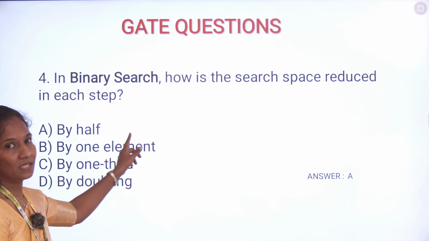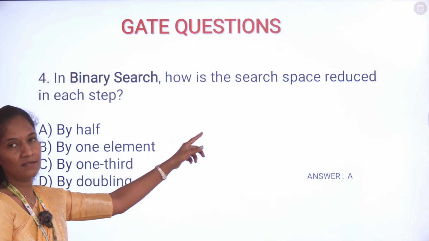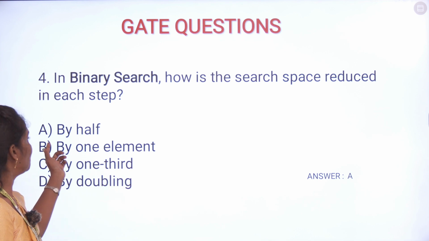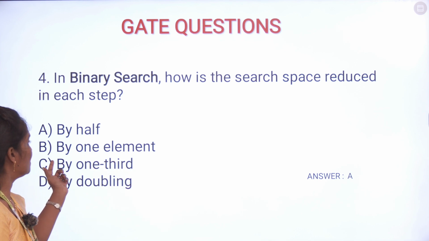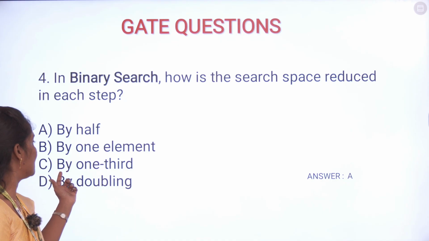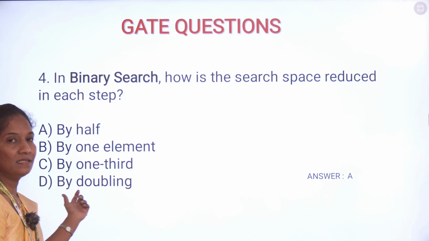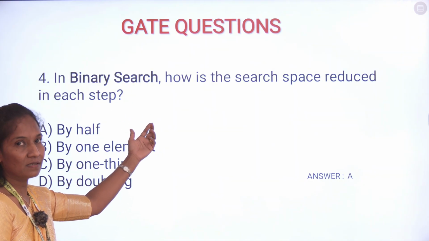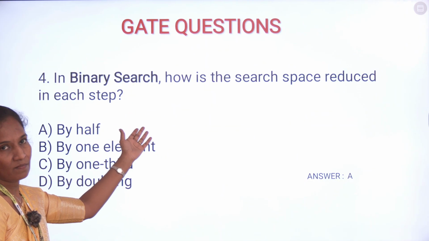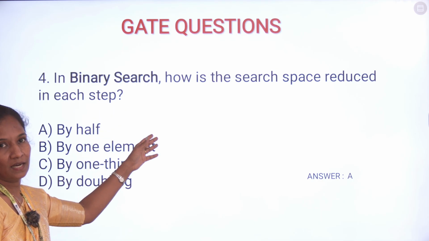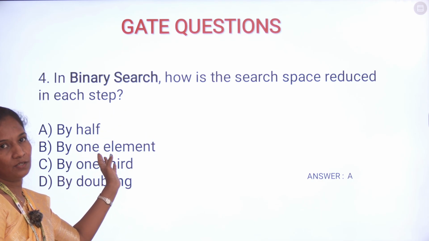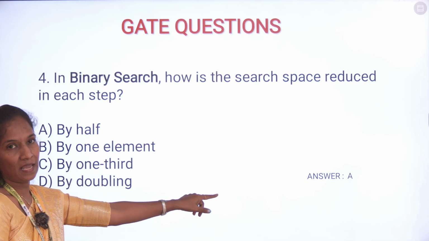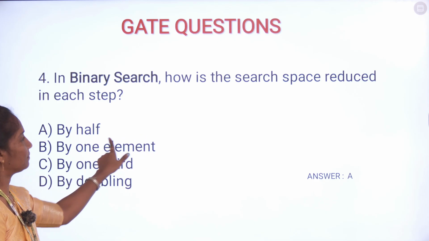Now we'll see the fourth question. In binary search, how is the search space reduced in each step? The options given are option A is by half, option B is by one element, option C is by 1/3, option D is by doubling. As the name indicates binary search, and also we have discussed how the search space gets reduced, here the array elements get divided into two halves. So the answer is by half. So answer is option A, that is by half.